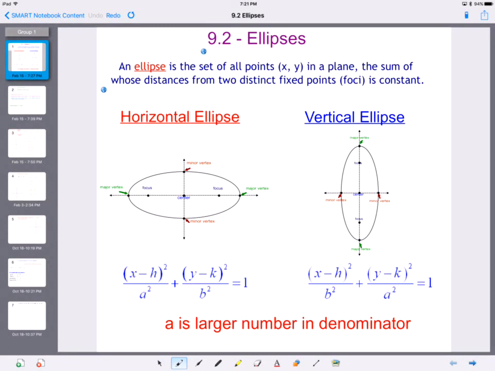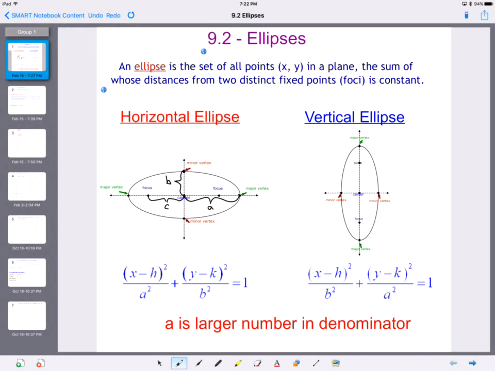From the center to the minor vertices, that is a distance of b. From the center to the major vertices, we're going to represent that distance as a. And then from the center to each of the foci is a distance of c. Part of those values come from the equation. Other parts we have to find by using different equations.